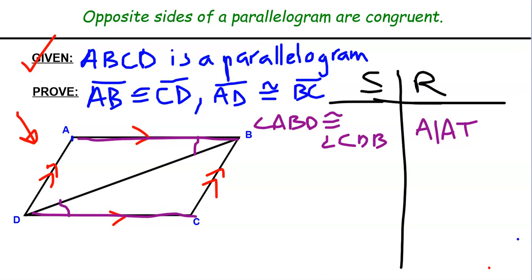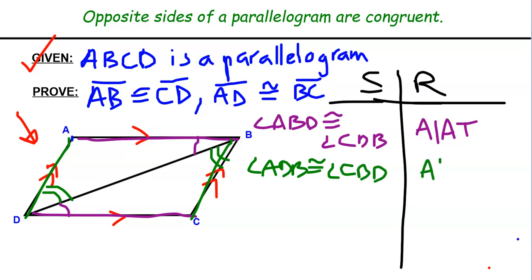Similarly, we know that angle ADB and angle CBD are congruent because they are alternate interior angles from transversal BD, but this time with parallel lines AD and BC. So let's go ahead and write that in too. Angle ADB is congruent to angle CBD, again, because of alternate interior angles theorem.